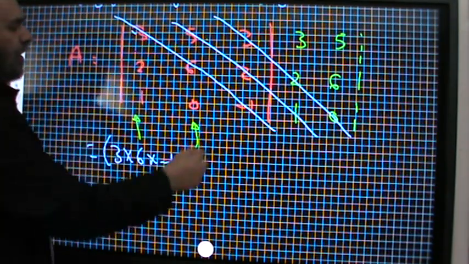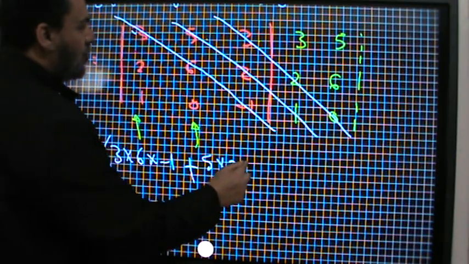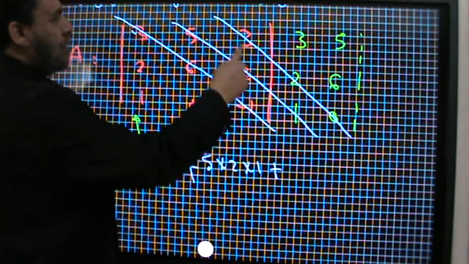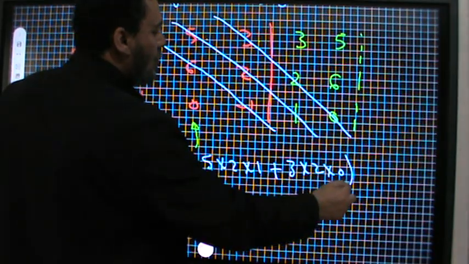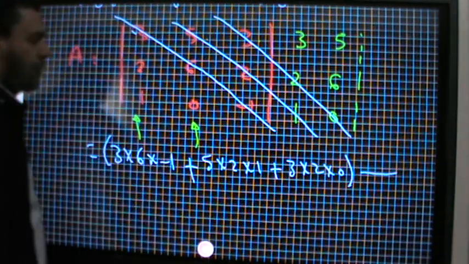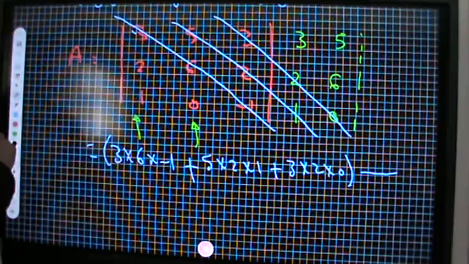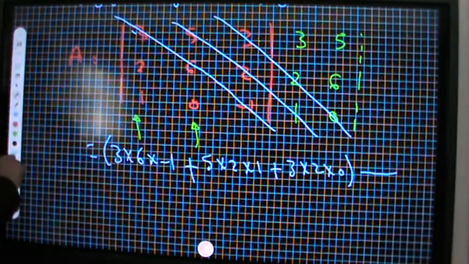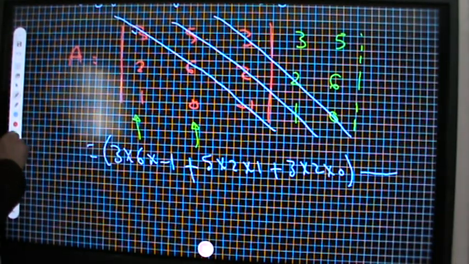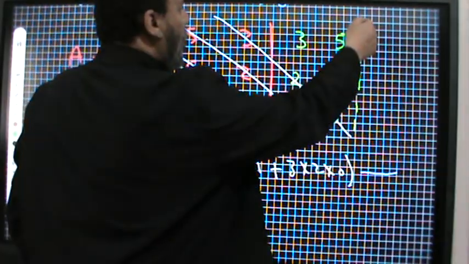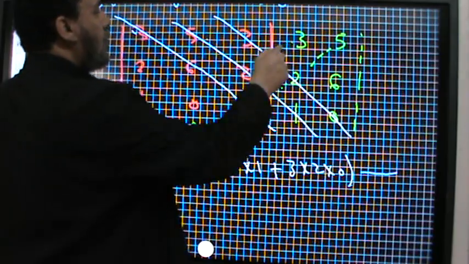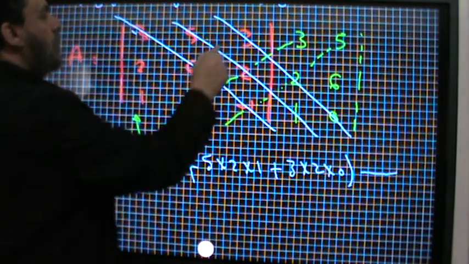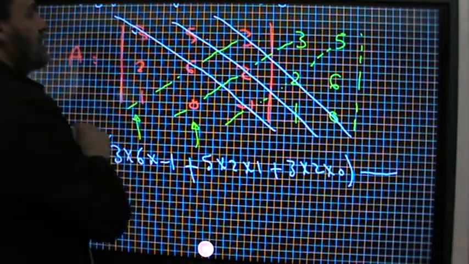Plus 5 times 2 times 1. Plus 3 times 2 times 0. Okay, then subtract the non-principal diagonal. What is the non-principal diagonal? It will be the opposite direction here. Okay? Then these are the non-principal diagonal.